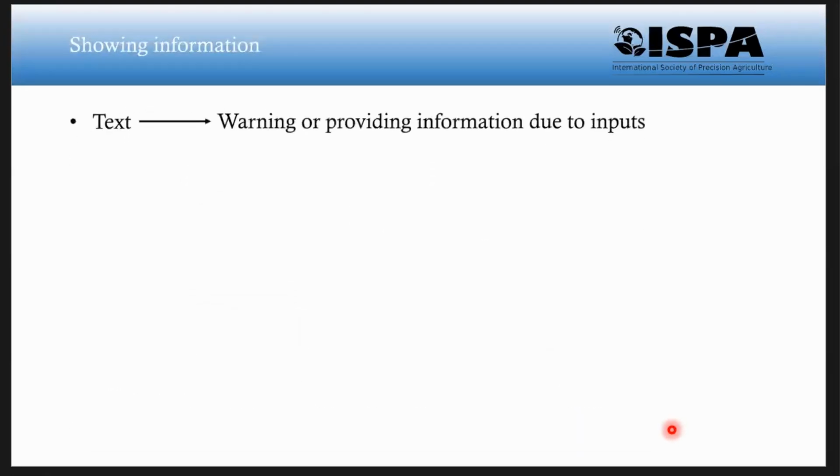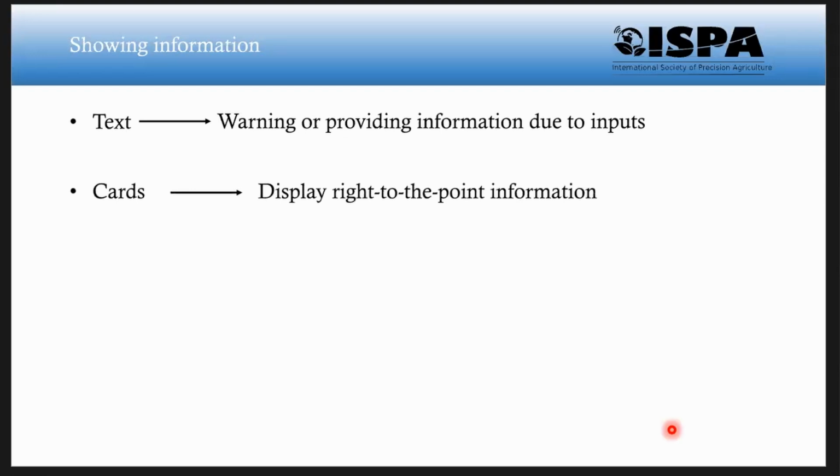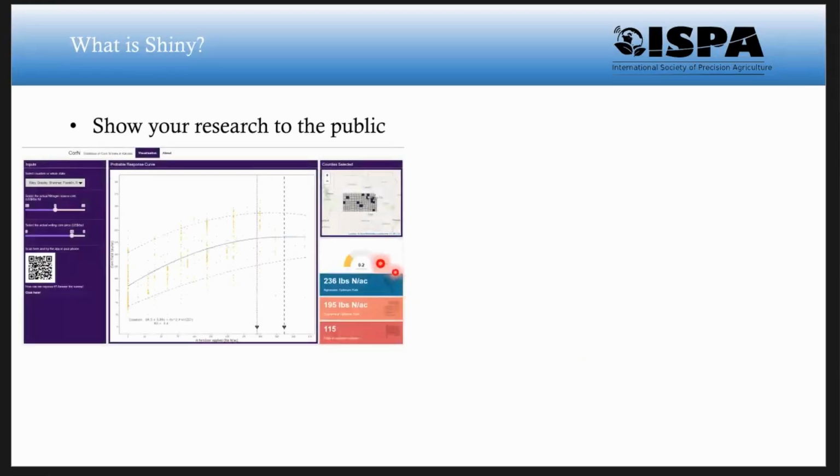And to show information, you can have a text where you show a warning on the screen or provide information from the inputs. We can have cards that are just right to the point information. That we have a card. I'll show it to you here, right here. This is a card where I write the information that you want, with a little bit of text down here informing what that is. But it's right to the point. It's colorful, has an icon, so it gets the attention of the user.